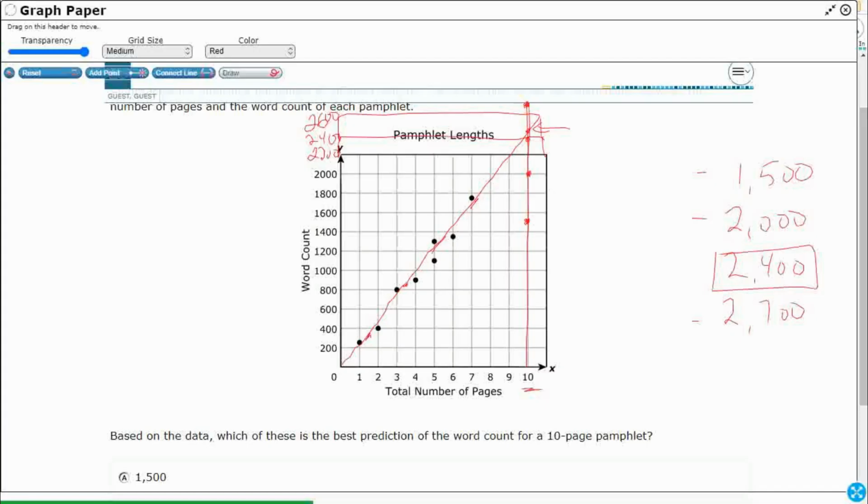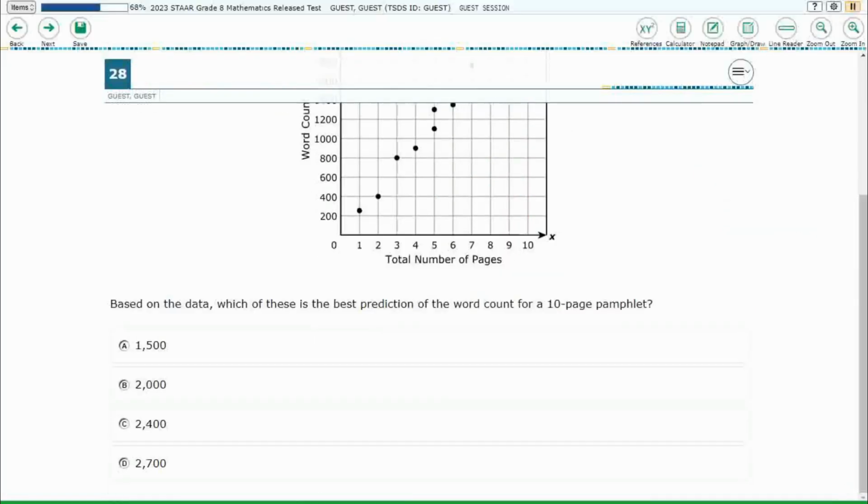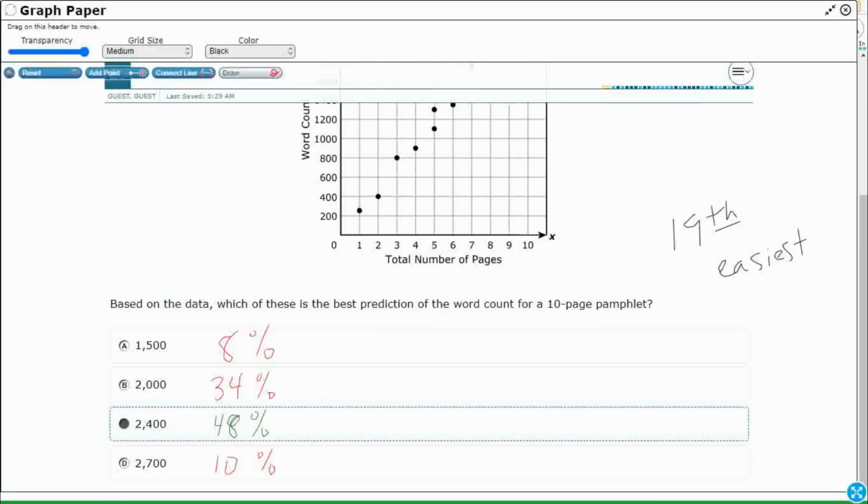Let's see how we did across the state of Texas. So this was tied for the 19th easiest, which means it's right in the middle of the pack. Just a hair under 50%, 48% got it correct. So what was so interesting about that 2000?